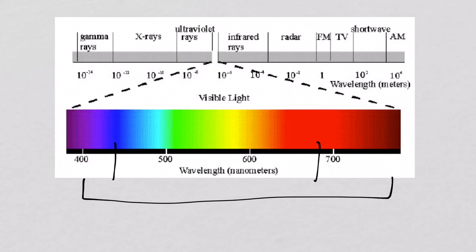Okay, so how does electromagnetic radiation actually interact with matter? How does it do that? It excites electrons, exactly. Now let me give you an example for that.